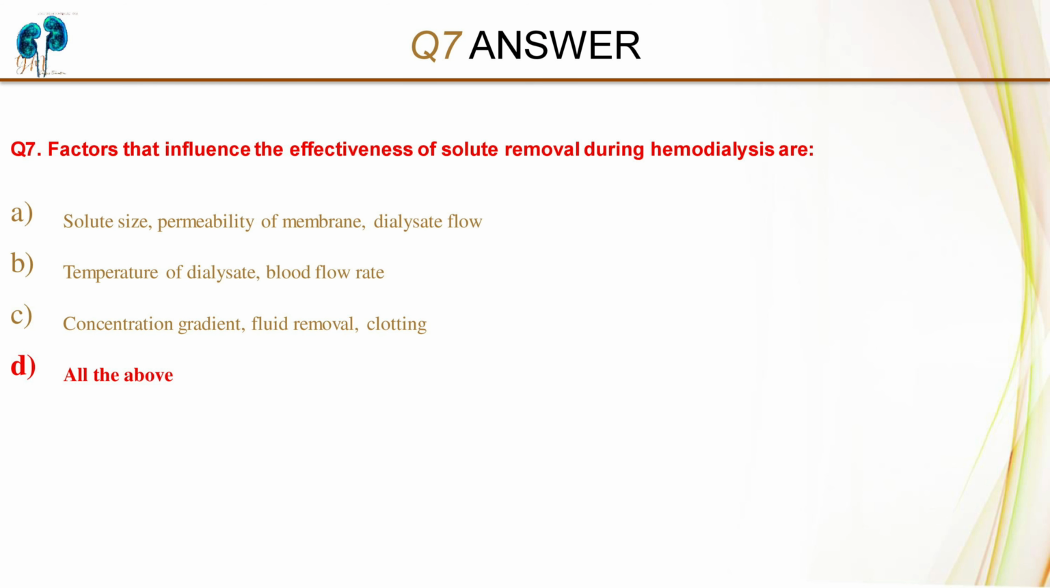So the answer for the seventh question is, factors that influence the effectiveness of solute removal during hemodialysis: it will affect the solute size, permeability of the membrane, dialysate flow, temperature and blood flow rate, concentration gradient, fluid removal and clotting. So the correct answer is all of the above.